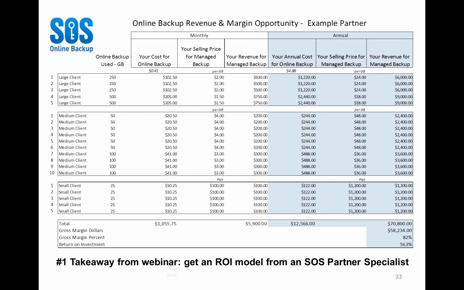So this, I think, is a good example of A, the type of profit that you can earn in online backup, 60, 70, 80% as a gross margin, and then B, a very intelligent pricing strategy. And you can, in the Partner Resource Center, have a look at our pricing guidelines to get more information on our recommendations for the best way to price.